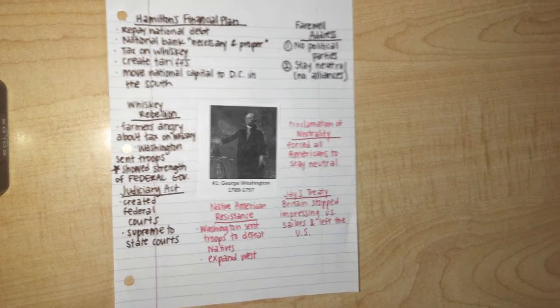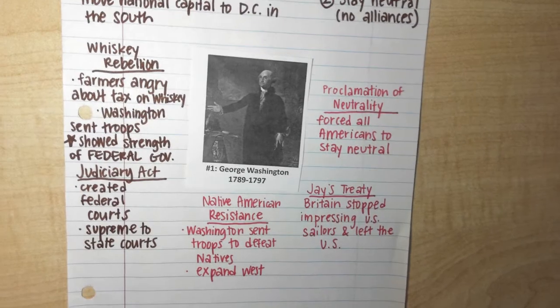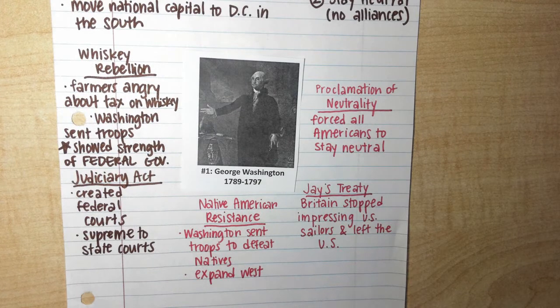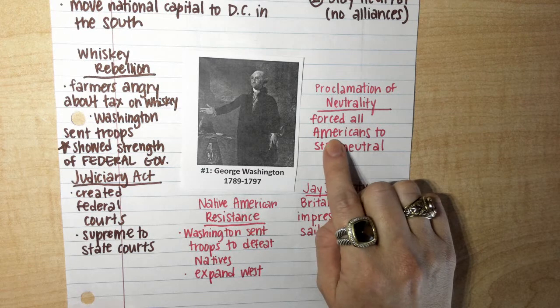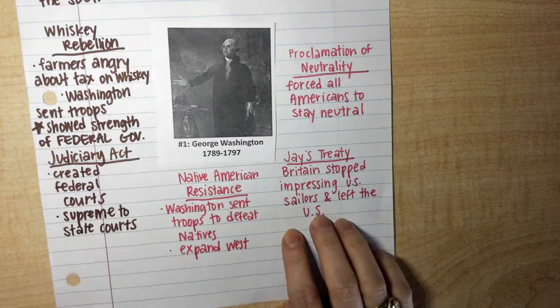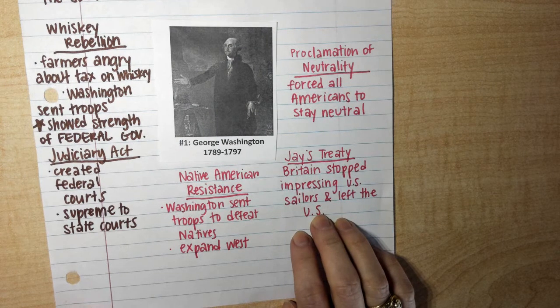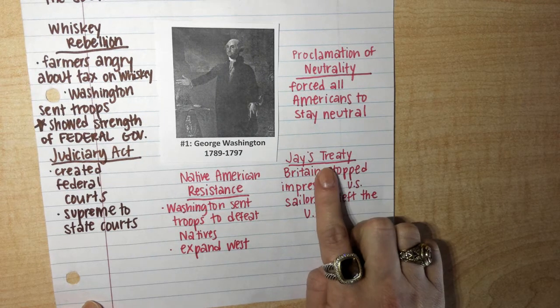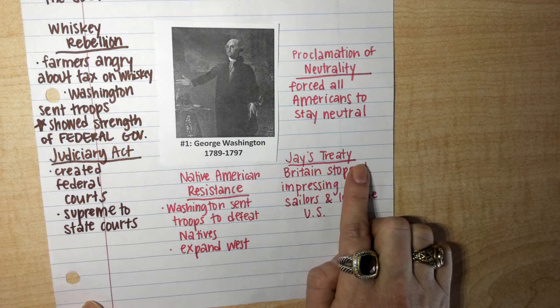All right, so my big things that I need to know about George Washington. Well, while all this craziness is going on over in Europe, we have Britain and France fighting, and then we also have France going through their French Revolution and getting rid of their king and queen. Washington proclaimed neutrality. He forces all Americans to stay neutral, stay out of it. We're upset, though, about the British impressing our sailors, and so therefore Britain stopped impressing U.S. sailors and left the United States because of Washington's treaty that he writes called Jay's Treaty.